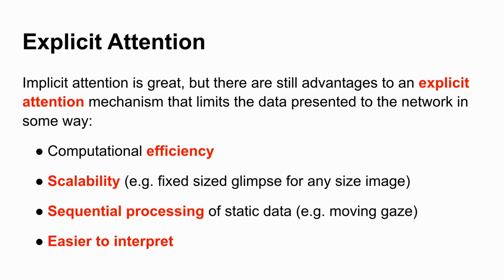And there's several advantages to this. One of them can be computational efficiency. If you can explicitly limit yourself to some subset of the data, then you don't have to reprocess the whole thing, and so you can save yourself time. Another thing can be scalability. For example, if you've got a fixed size glimpse, a model of a robotic eye looking at an image, then you can give it any size of image, any size of scene, while keeping the dimensions of the glimpses, the things that are going to be processed by your network, fixed.